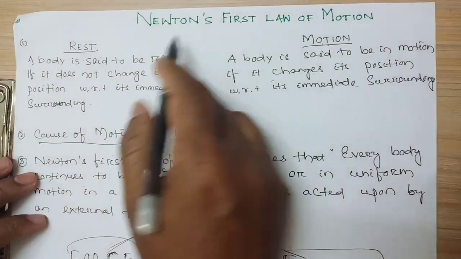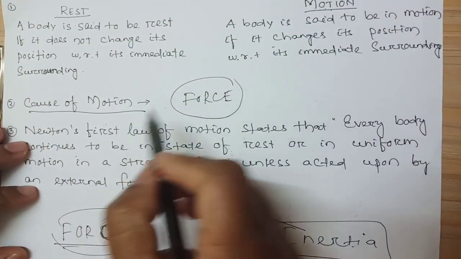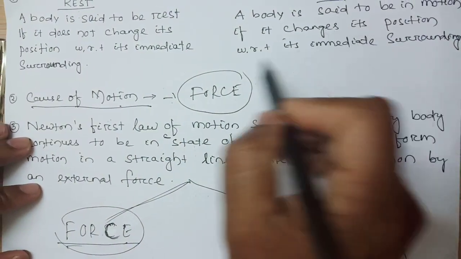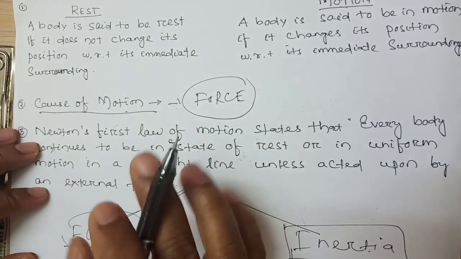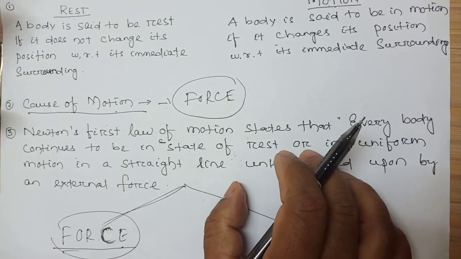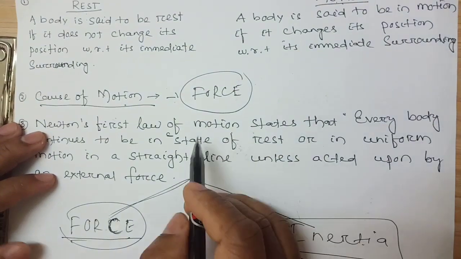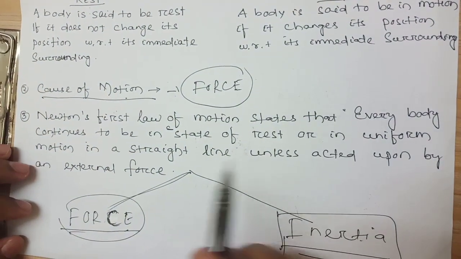Now come to our topic, Newton's first law. What is the cause of motion? Actually, force causes motion in a body. When force acts on a body, it starts to move. Suppose there is no external force and no resistive force, what happens? The body continues its state of motion.